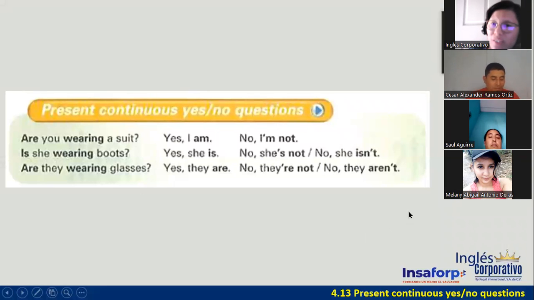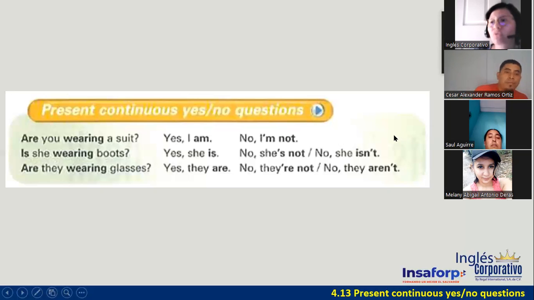So you can find this right in your platform. Present continuous yes no questions. So the questions are: Are you wearing a suit? Is she wearing boots? Are they wearing glasses? Right? So here we have two things. We have the yes no question and we have the short answers. ¿Cuáles son las short answers? Son las respuestas cortas, right?